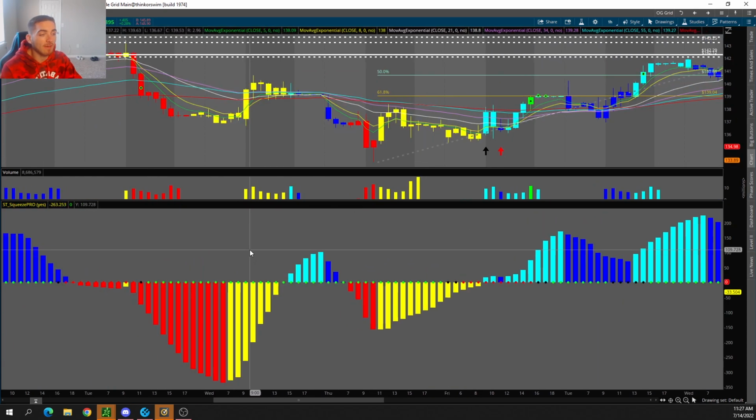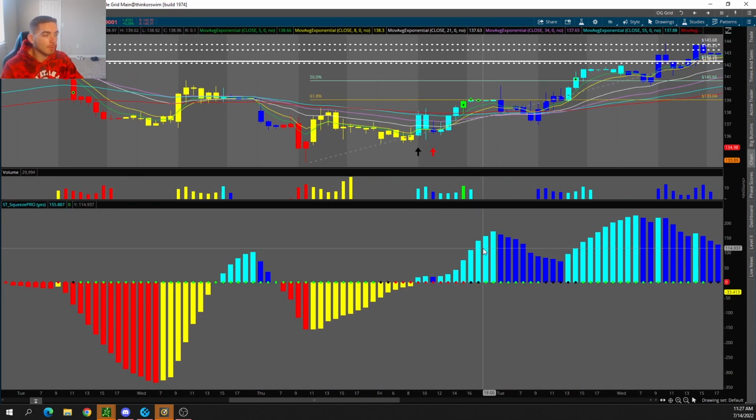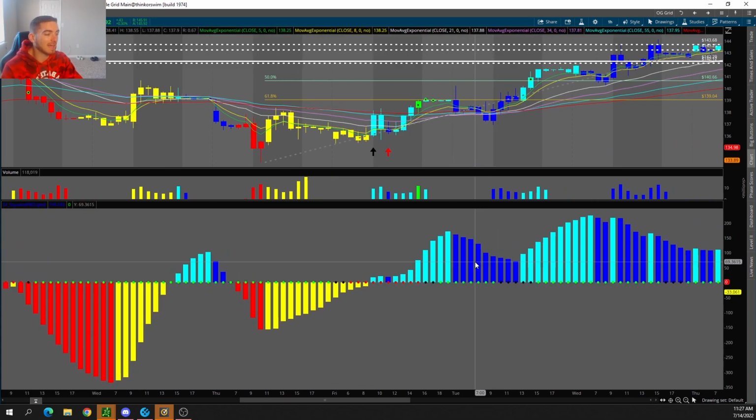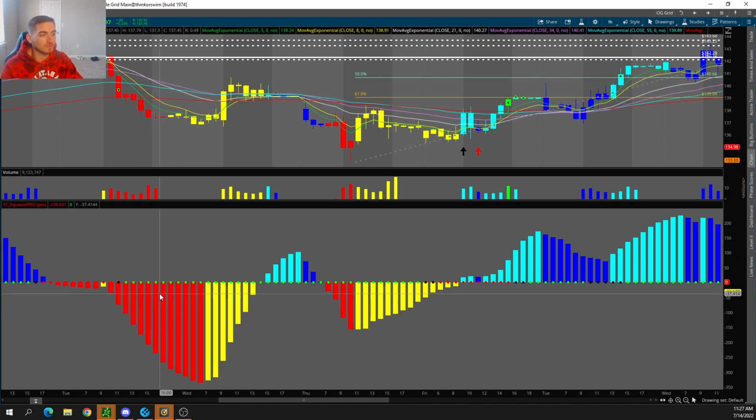And then finally, we have the red, which is telling us that there's very strong selling momentum. And as you can see with Apple right here, we started to get that red, and what ended up happening, it started selling off significantly. So light blue is going to be strong buying momentum. Dark blue, buying momentum is dying down. Yellow, buyers are coming back into the market. And then red is strong selling momentum.